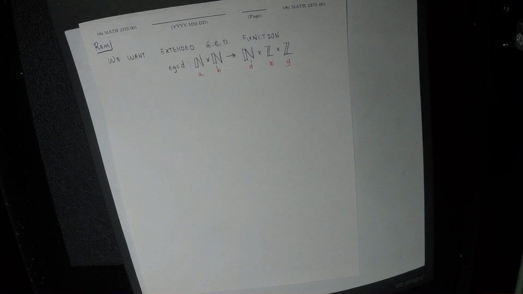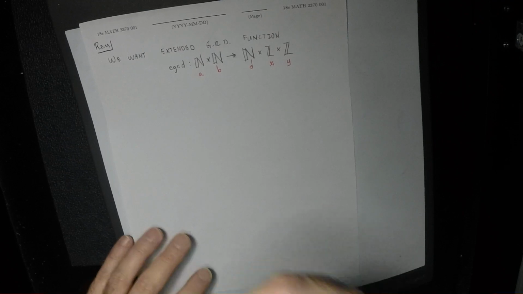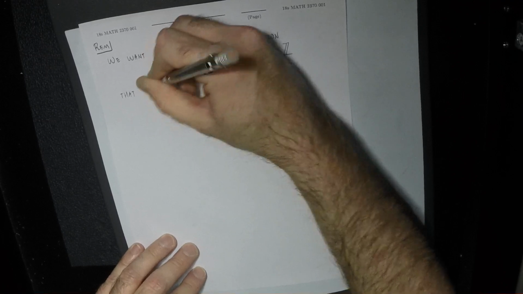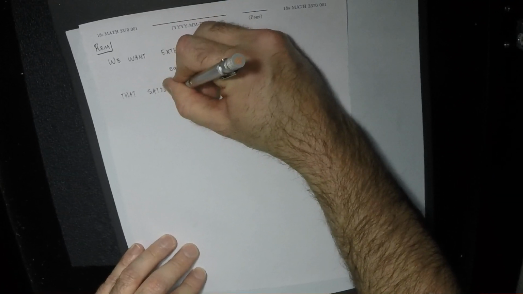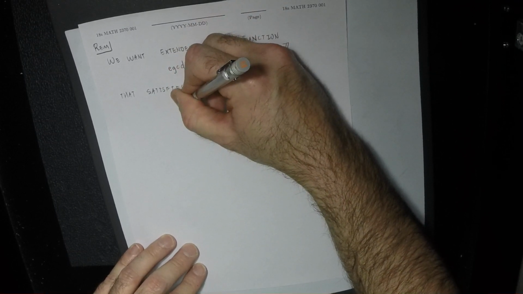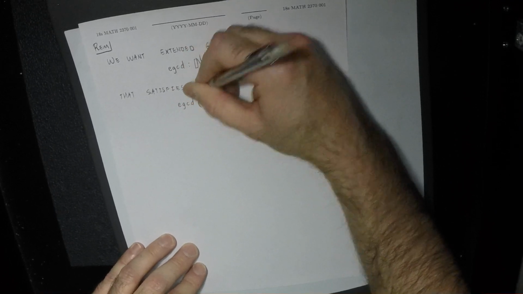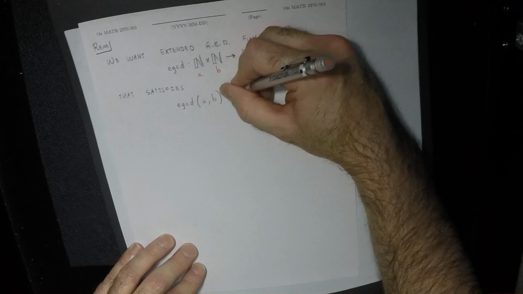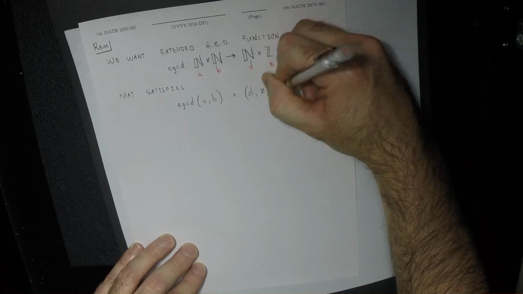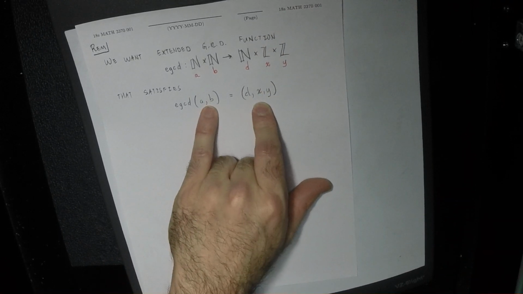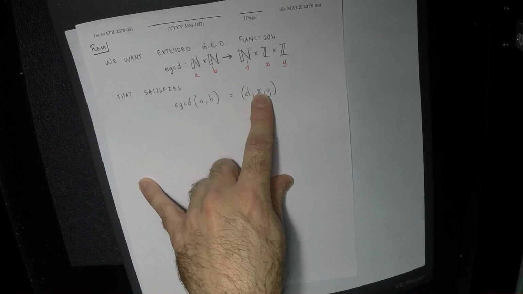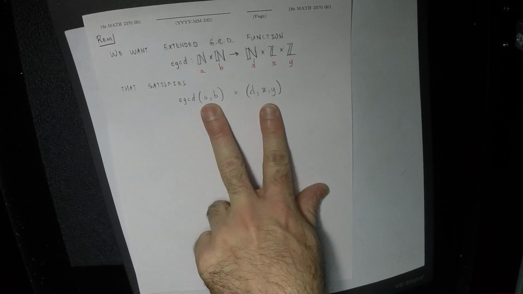So we want an extended GCD function that satisfies: if EGCD of a and b is d, x, y, then there are 5 numbers involved here. 2 of them are inputs, 3 of them are outputs, and what equation must all of these satisfy?